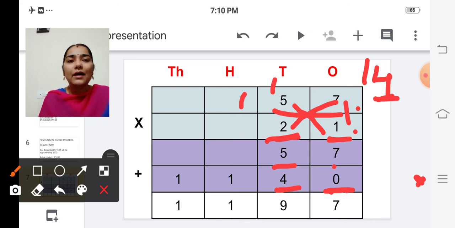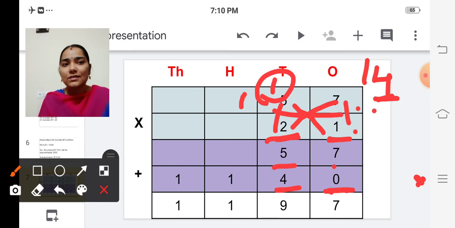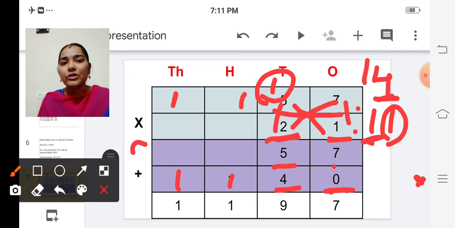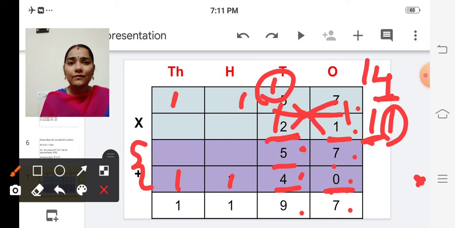Now multiply 5 2s are 10, and 10 plus 1 is 11, isn't it? So write that 1 here and carry over 1 to the next place. There is no number, so write that 1 here. Now we are going to add these two numbers. 7 plus 0 is 7. 5 plus 4 is 9. So write that 9 here.